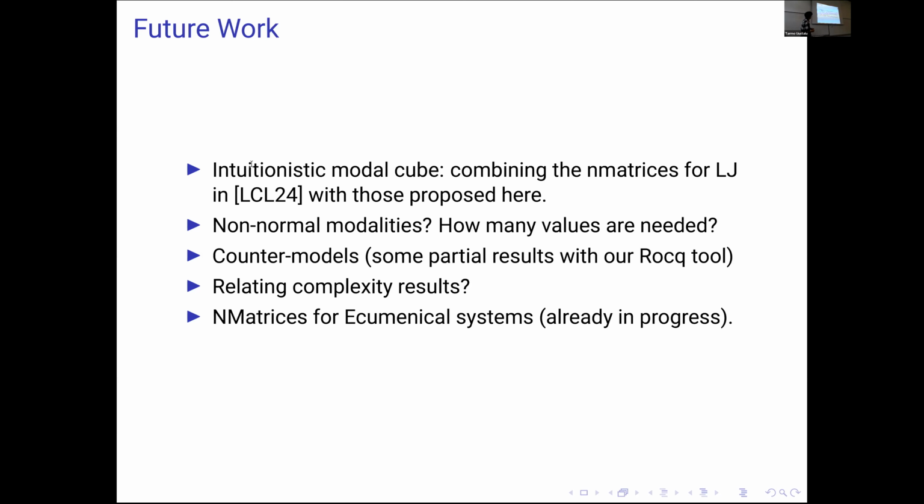The tool of Renato produces countermodels. So if something is not true, he used a relational model to show you the countermodel, not the minimal one for the moment, of the given logics. And finally, we are very interested in ecumenical systems. So we already have a system with 3 values for ecumenical logics, combining classical logic and intuitionistic logic.